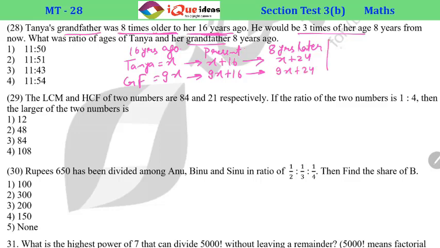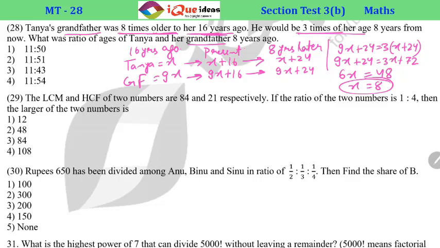And at this stage, the grandfather is 3 times the age of Tanya. So 9x plus 24 is equal to 3 times x plus 24. Okay, so we have 9x plus 24 equal to 3x plus 72. Simplifying, 9x minus 3x is 6x, and 24 subtracted from 72 gives us 48. So x is equal to 8. So we can calculate the present ages. 8 plus 16 is 24, and 9 times 8 is 72 plus 16 is 88.